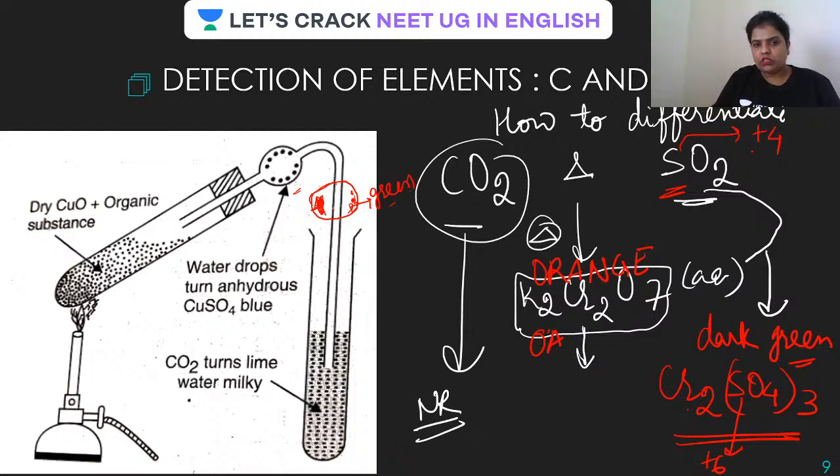And no doubt, if SO2 or CO2 also passes, some of the SO2 or CO2 will be passed and turn what? Lime water milky. But the presence of SO2 is cleared here only. I hope it is clear. So this is how the detection of carbon and hydrogen is done.